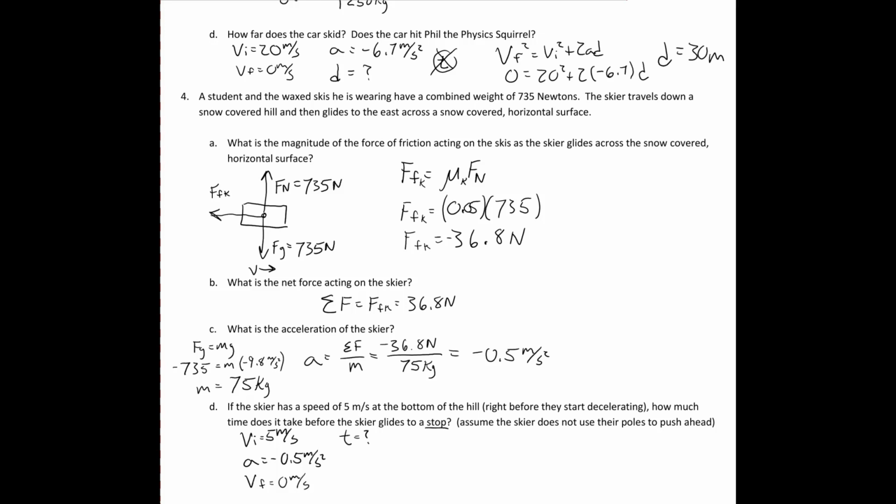Let's see. All right, so what don't we care about? Don't care about that displacement. So you could just do, a couple different options. VF equals VI plus AT is a good one. 0 is equal to 5 plus negative 0.5 times T. So you get negative 5 is equal to negative 0.5 T. So T is equal to 10 seconds. That's a pretty decent amount of time.